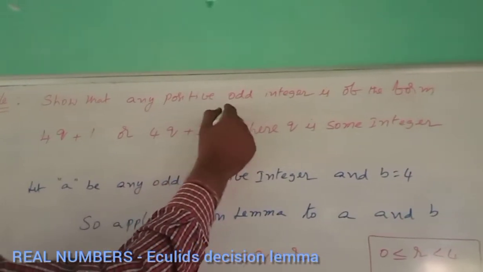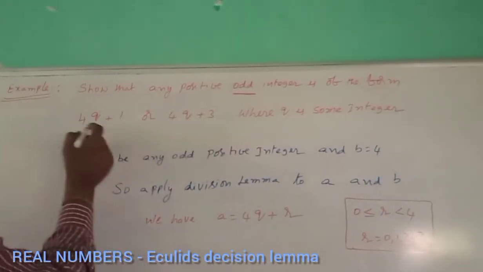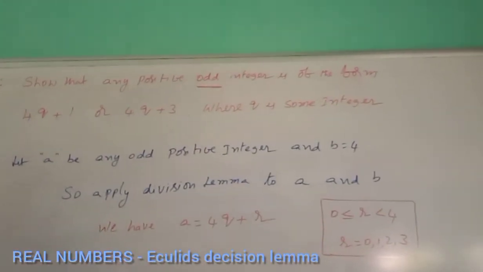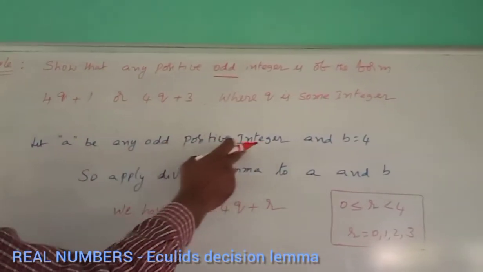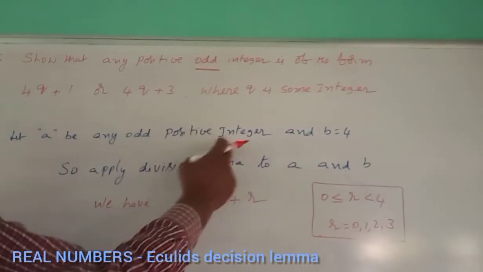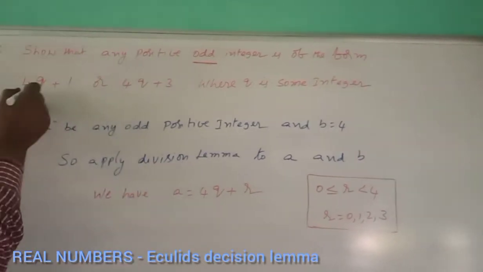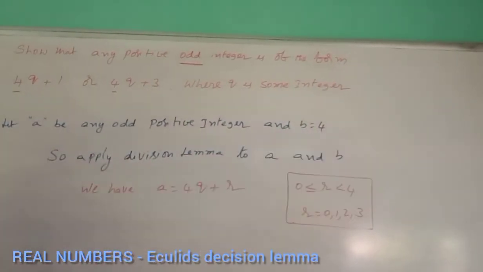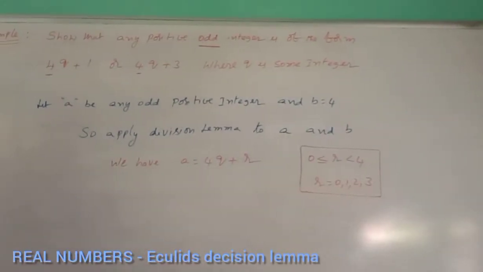Show that any positive odd integer is in the form of 4q plus 1 or 4q plus 3, where q is some integer. So let A be any odd positive integer and B equal to 4, since the forms are 4q plus 1 and 4q plus 3. So the B value is 4. Apply division lemma to A and B.